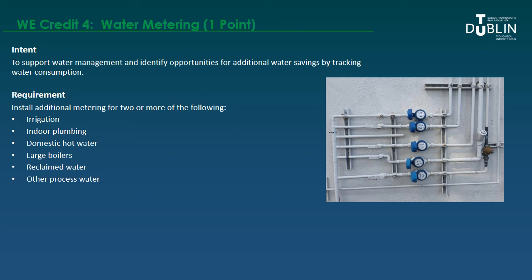The fourth and final credit here is then back to water metering, and this again builds on the prerequisite here. So at the prerequisite metering level, we were looking at just metering the overall building supply, whereas now in this credit you're looking at installing additional metering for 2 or more of the typical systems. So that might be the irrigation system, the plumbing system, the domestic hot water, the boiler system, any reclaimed water, or the other processed water. So that processed water might be to do with the cooling tower or other energy cooling systems, etc. So if you put on sub-meters essentially on two of those to further track and monitor usage, then you get 1 point.